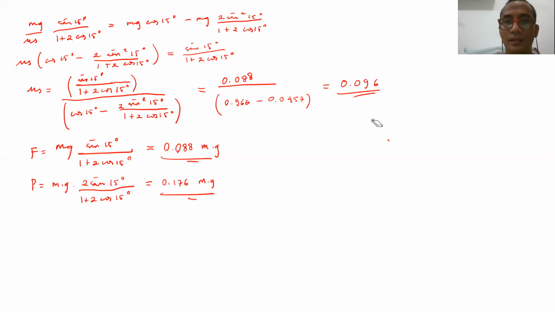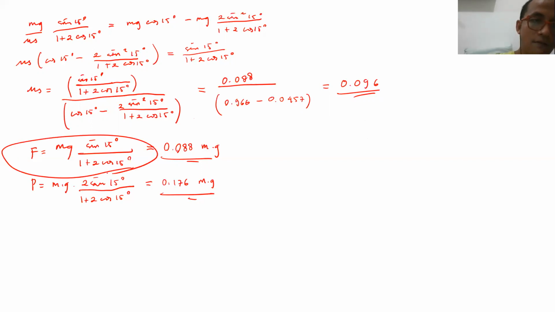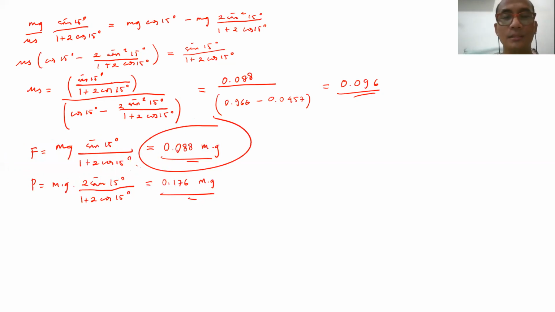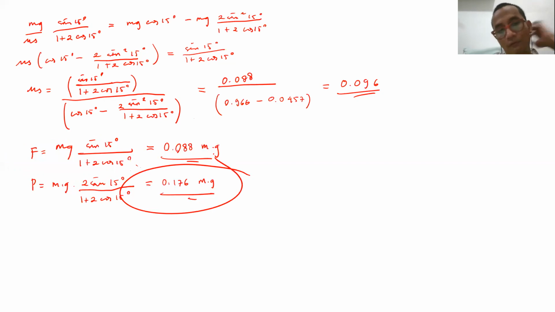Then after that, we can calculate the values of F and P. Remember that this is the value of F: mg multiplied by sin 15 degrees divided by 1 plus 2 cos 15 degrees. By replacing sin 15 degrees and cos 15 degrees with their values, this is what we will get: F is equal to 0.088 mg. And because P is twice F, this is what I will get for P.